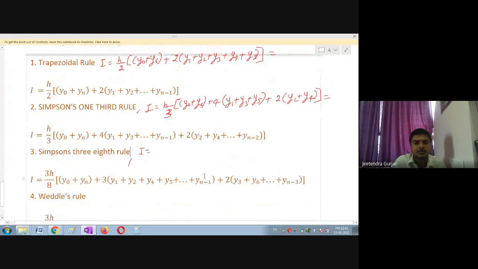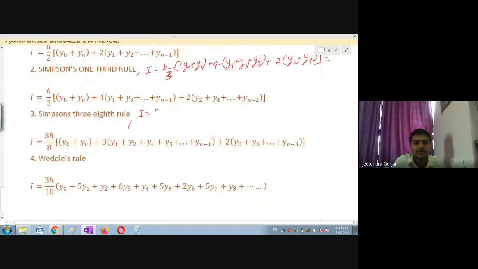So again, now substitute. This is 3h upon 8 times y0 plus y6 plus 3 times y1, y2, y3, y4, plus y5. y6 will not come. And here I have 2 times the multiples of 3. Only y3 I will get, because y6 is already written. So only this much.